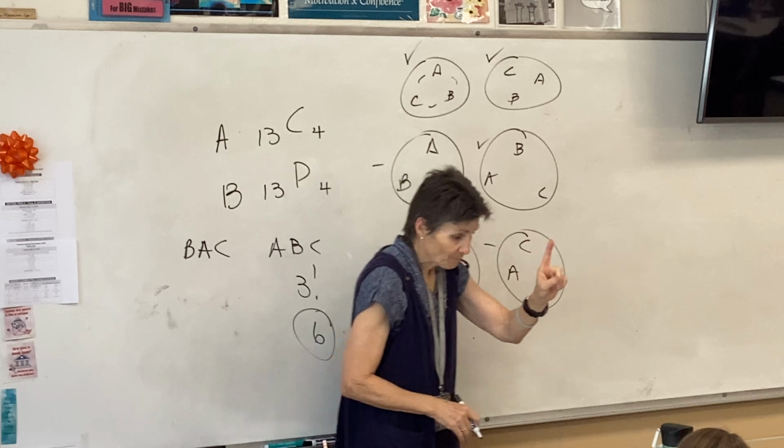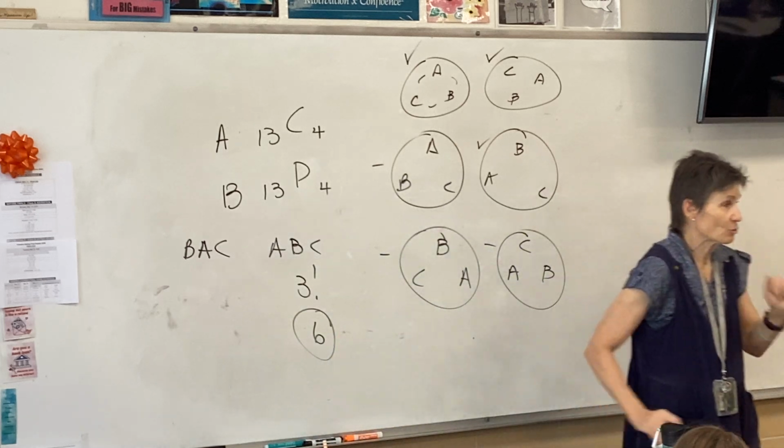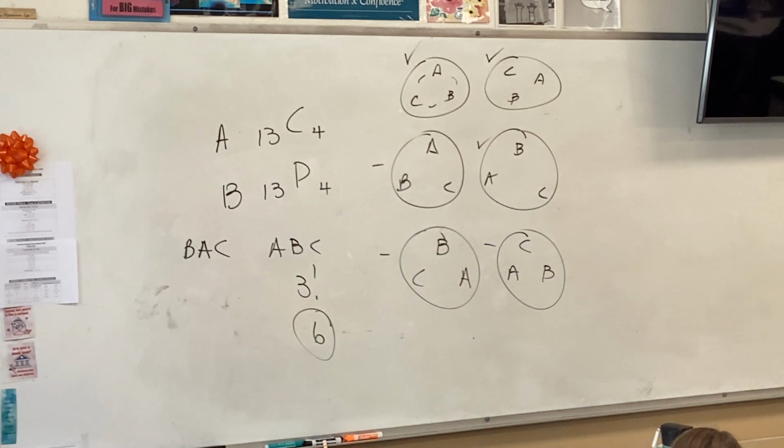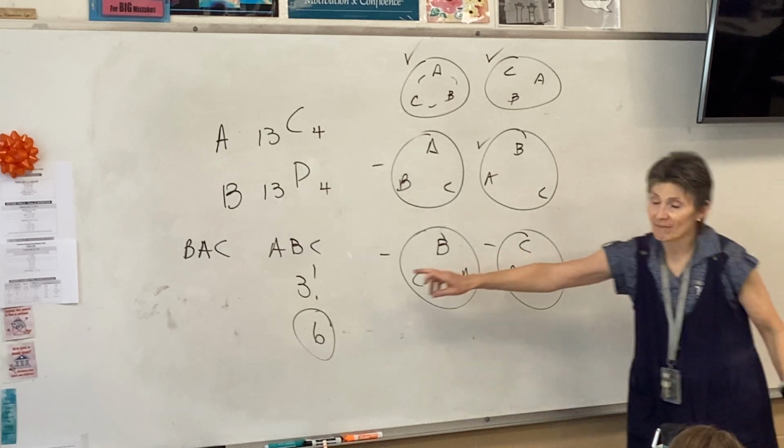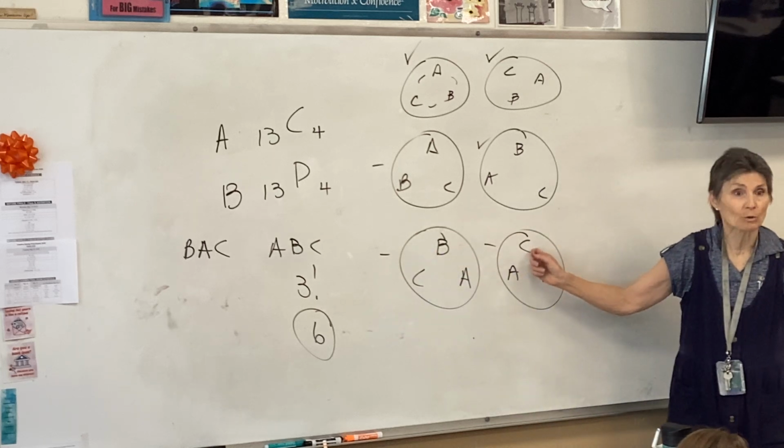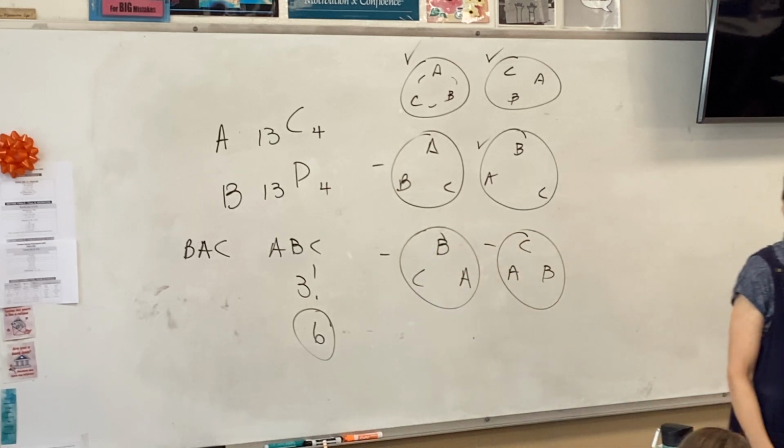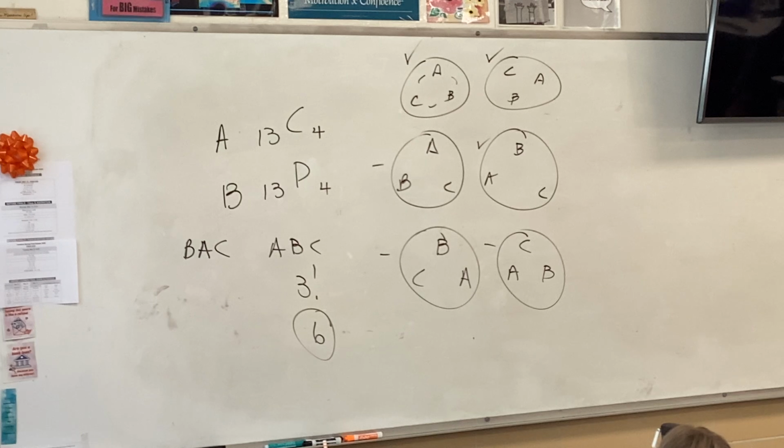8 people in a line, 8 factorial. 8 people in a circle, 7 factorial. It's 1 less factorial. So instead of 3 factorial, I have 2 factorial, because you have to take out all of the rotations. With 8 things, there would be 8 rotations, so 7 factorial. All right?